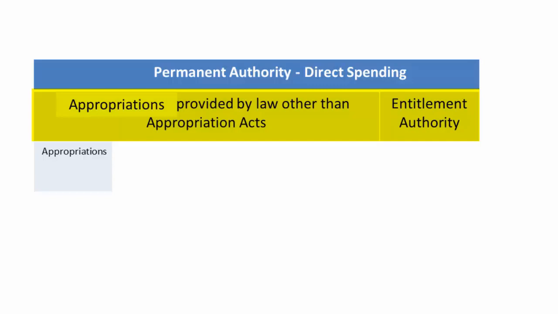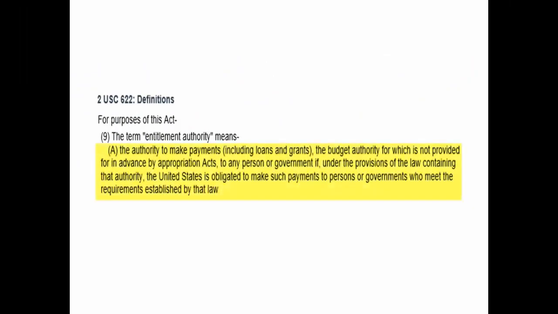We've spent a lot of time in modules 1 and 2 talking about appropriations, but what is this entitlement authority? Congress defines entitlement authority as the authority to make payments, the budget authority for which is not provided for in advance by appropriation acts, to any person or government if, under the provisions of the law containing that authority, the United States is obligated to make such payments to persons or governments who meet the requirements established by that law.